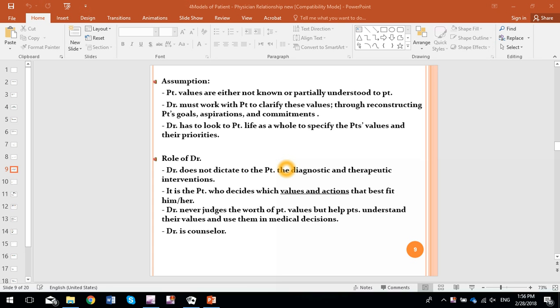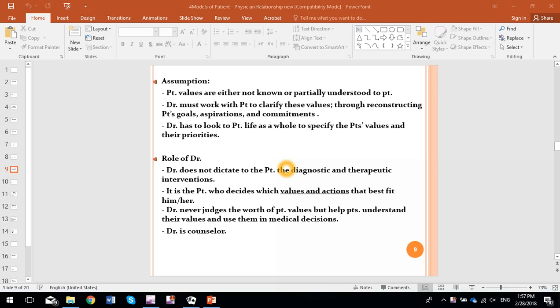What is the doctor's role in the interpretive model? The doctor does not dictate to the patient the diagnostic and therapeutic intervention. Again, he does not dictate. Dictate means يجبر الطبيب إنه يختار the line of intervention that's required, and it is the patient who decides which values and actions best fit him. So he clarifies the values. By clarification of the values, the patient then decides which values he is pursuing, which values go with his goals, aspirations, and commitments, and what the best interventions are that fit these values.